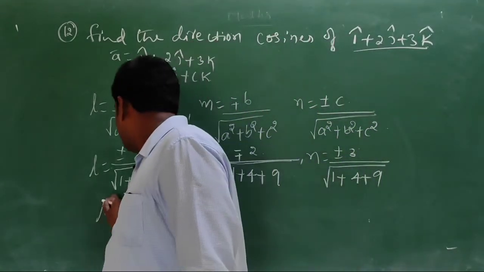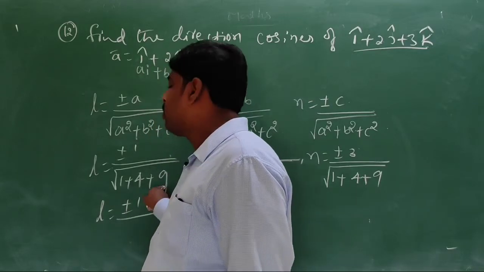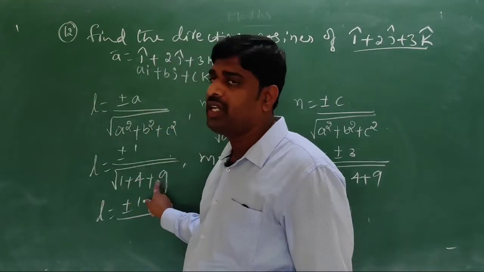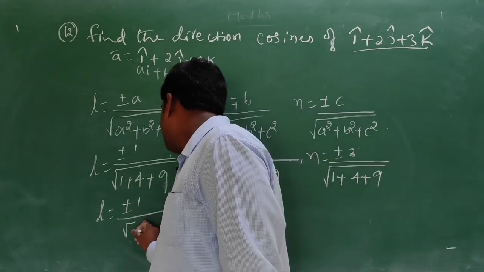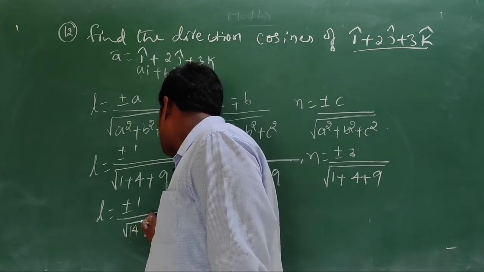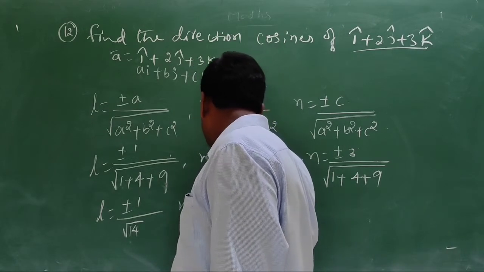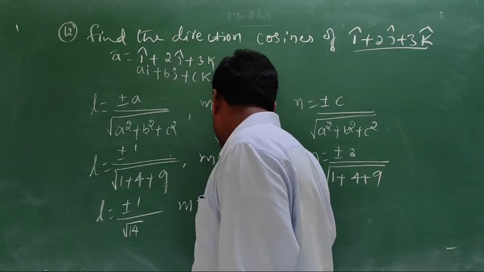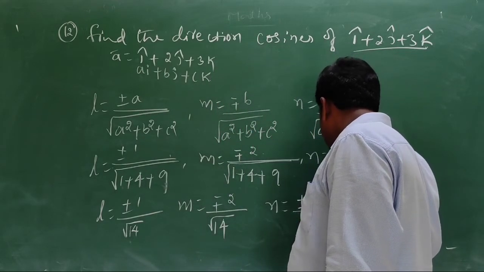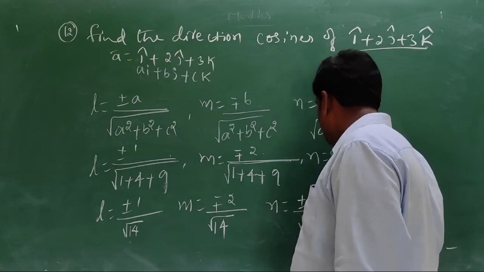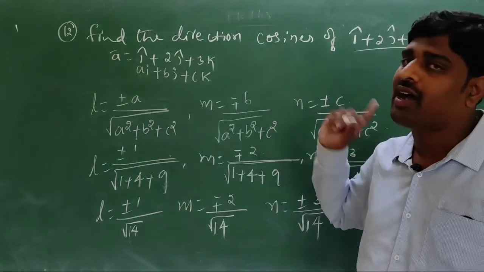Therefore, l is equal to plus or minus 1 divided by root 14. 9 plus 1 is 10, 10 plus 4 is 14, so root 14. m is equal to minus or plus 2 divided by root 14. n is equal to plus or minus 3 divided by root 14. These are the direction cosines of your vector.